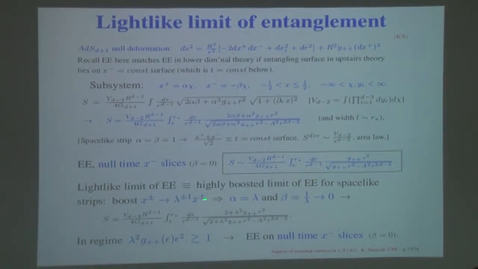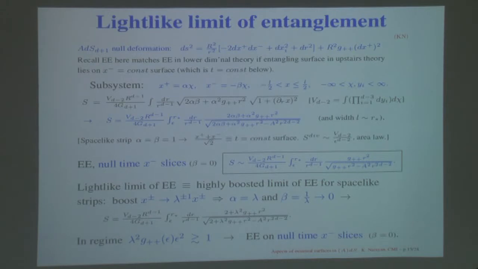but let's just see. I want to notice the following statement, that one can perhaps define this lightlike limit as a highly boosted limit of the entanglement entropy for a space-like subsystem. So I would just start with a space-like subsystem like that, and then I boost in this fashion. This then reorients the strip in a highly boosted direction. The entanglement entropy turns out to not be boost invariant, and so you actually get something non-trivial. And so what you end up with is something like that. Now, in a certain regime, which quantitatively is like this, this essentially is approximately the same as this entanglement on this null time slice.